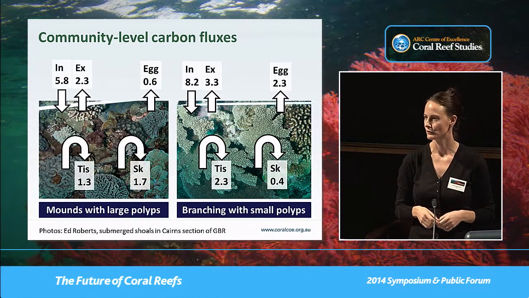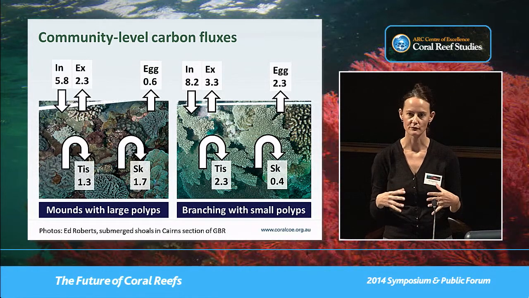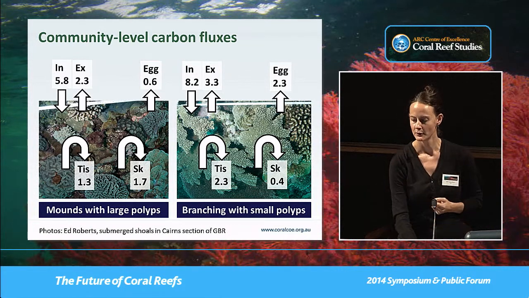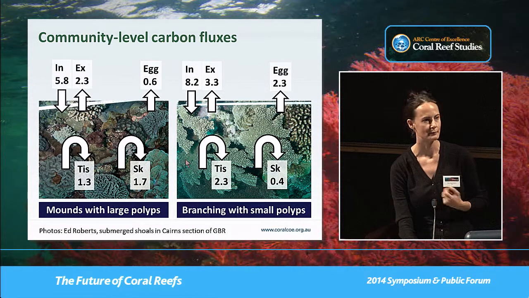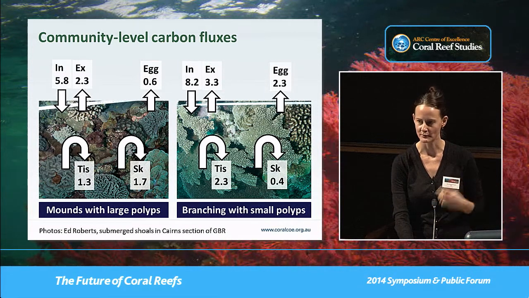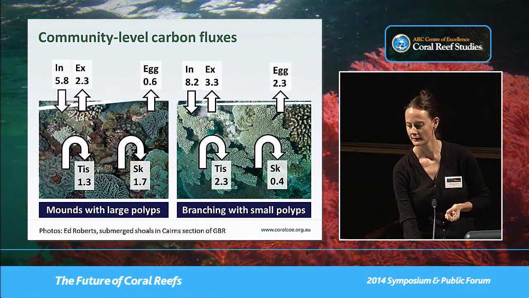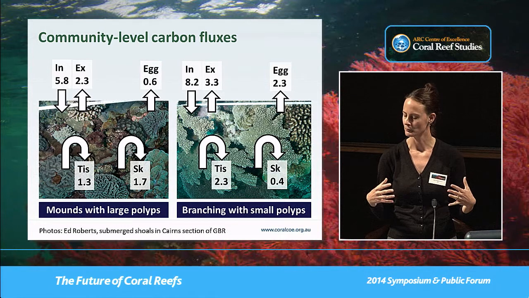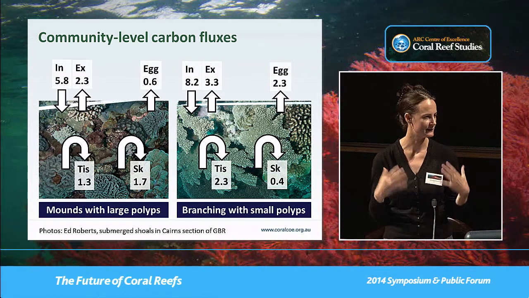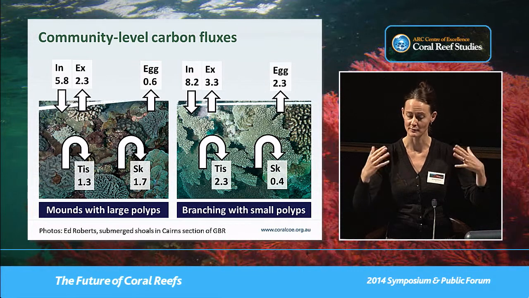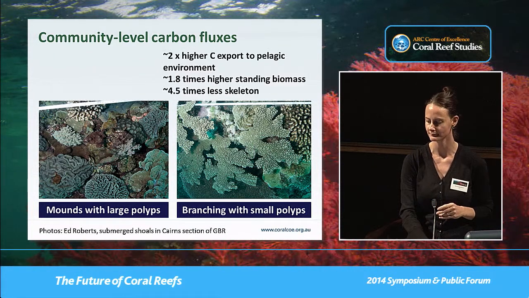On the other hand, for the community that's dominated by those fleshy mound-shaped species, we have less energy coming in. We have much less being released through reproduction, so less export of carbon to the pelagic environment through this reproductive process. Less energy retained as tissue, but a much higher component of energy being retained in the ecosystem as skeleton, simply because those mound-shaped species are producing much more calcium carbonate.